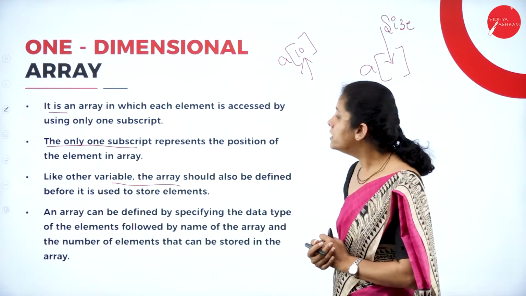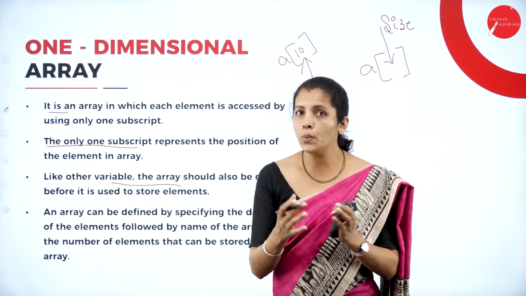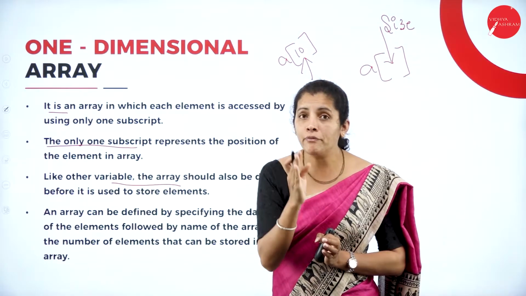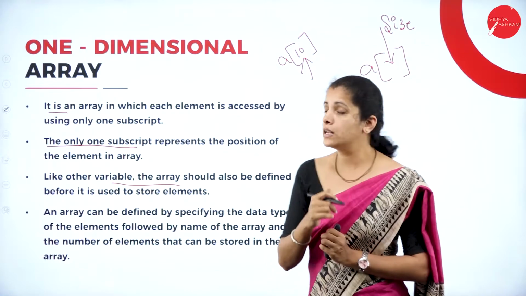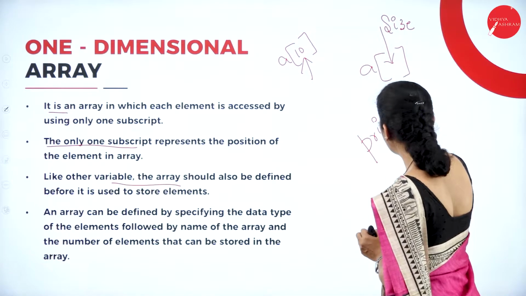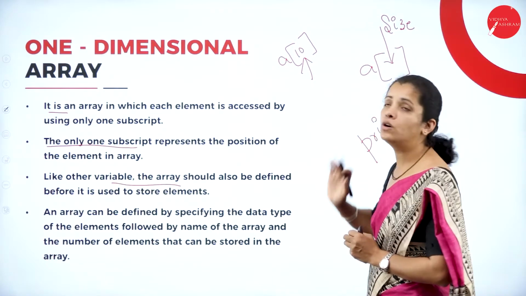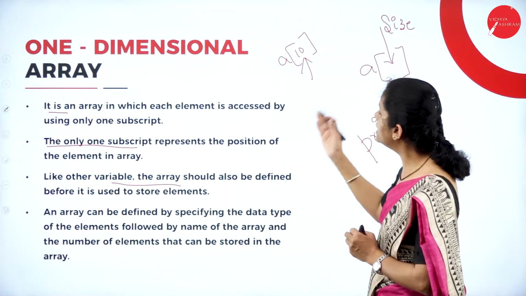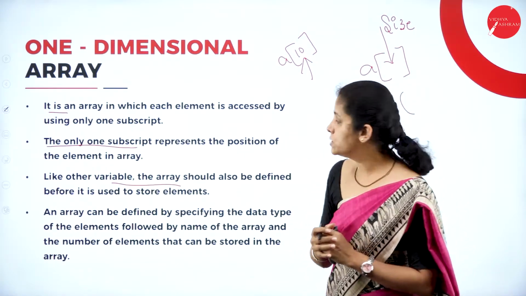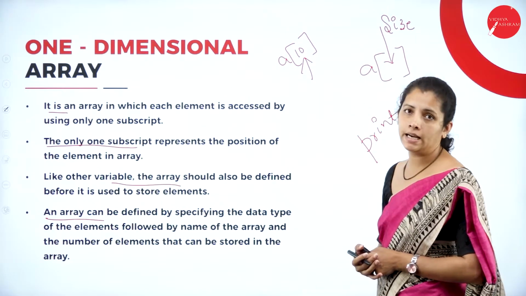An array should be defined before it is used. That means, like other variables, arrays are also defined at the beginning itself before they are used. For example, in my program, suppose I'm printing an array, then before printing, I must declare the array. So at the beginning itself, I declare the array before it is being used. An array can be defined by specifying the data type.